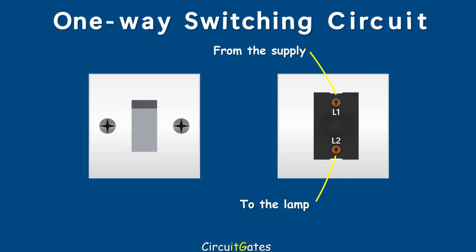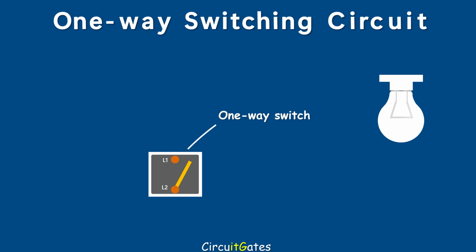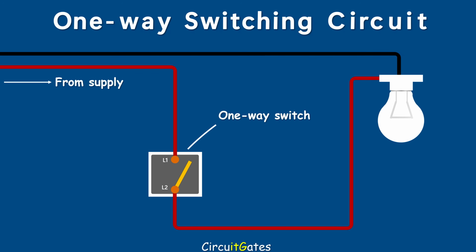In a one-way switching circuit, the live conductor from the distribution board or supply is connected to the switch. After the switch, the live conductor is connected to the lamp. The neutral wire from the supply goes directly to the lamp. In this circuit, if the switch is in the on position, the lamp illuminates. If the switch is in the off position, the lamp is not illuminated.